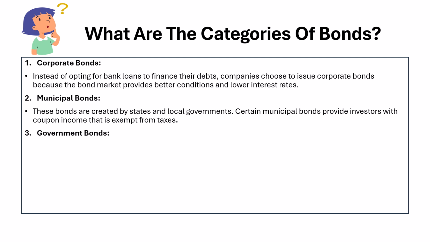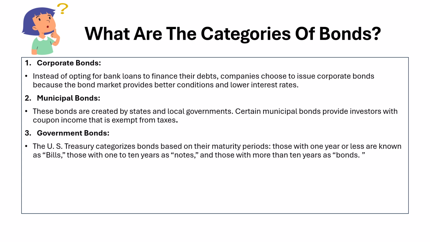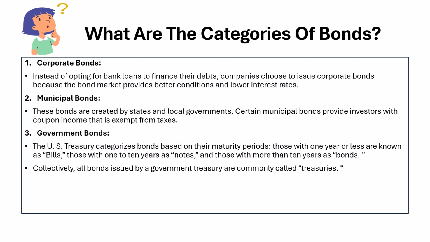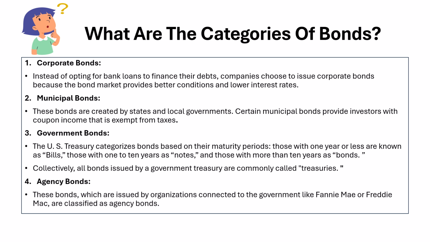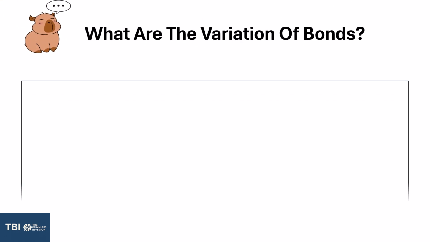The third one is government bonds. The U.S. Treasury categorizes bonds based on their maturity periods. Those with 1 year or less are known as bills. Those with 1 to 10 years are known as notes, and those with more than 10 years as bonds. Collectively, all bonds issued by the government treasury are commonly called treasuries. The fourth one is agency bonds. These bonds are issued by organizations connected to the government, like Fannie Mae or Freddie Mac, and are classified as agency bonds.